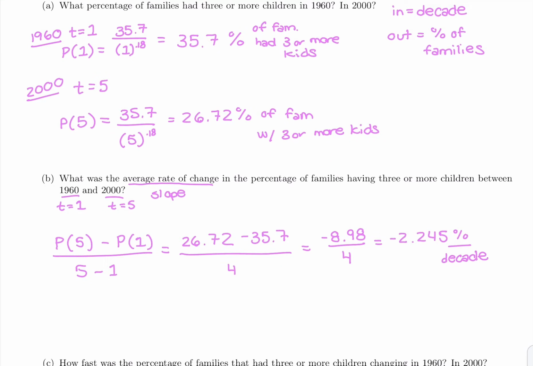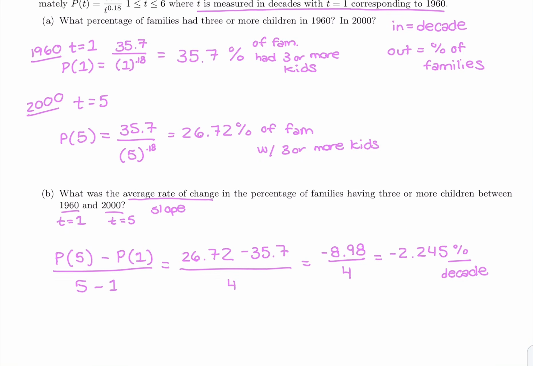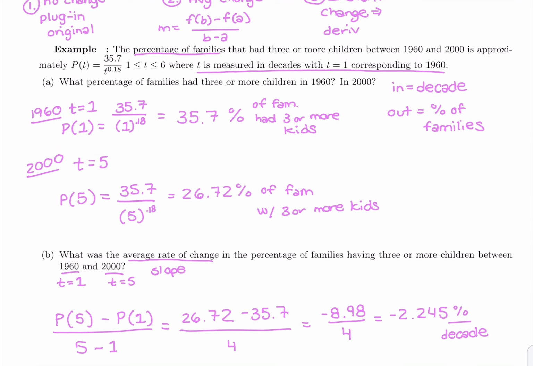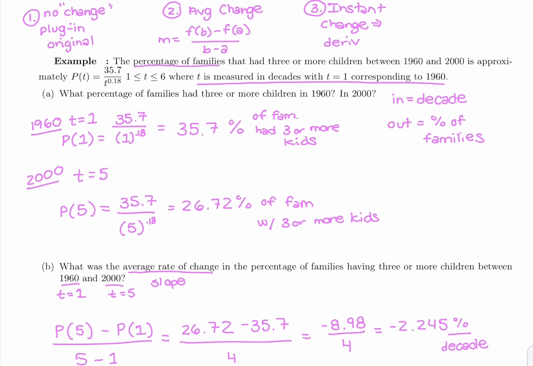So let's interpret what that means. We got a negative answer. Is that okay to have a negative answer? You're having a negative percent of families that have 3 or more kids? No, that's not what that means. Remember, there's 2 units on it. It's a rate of change.